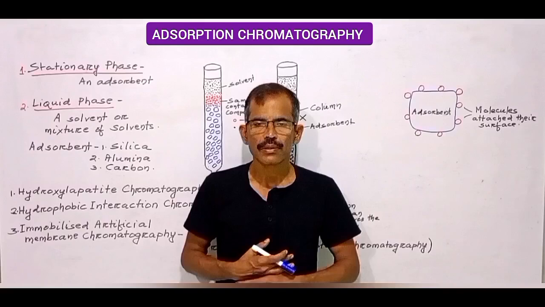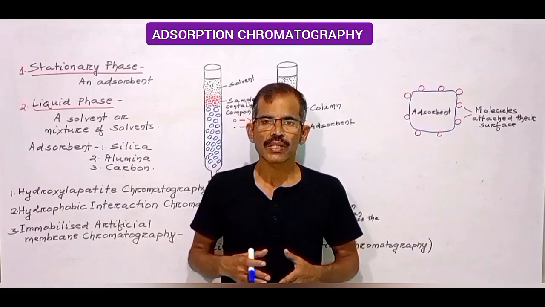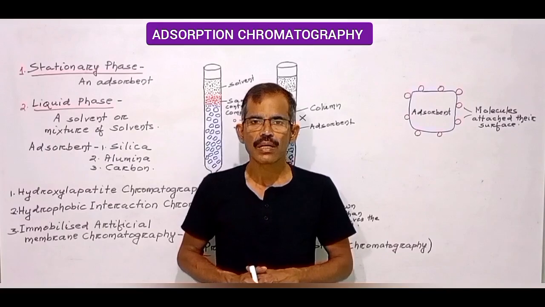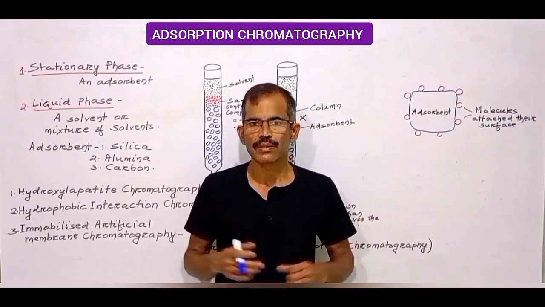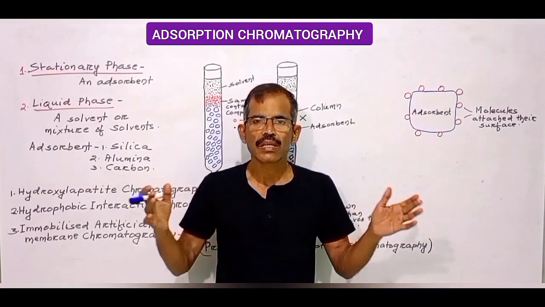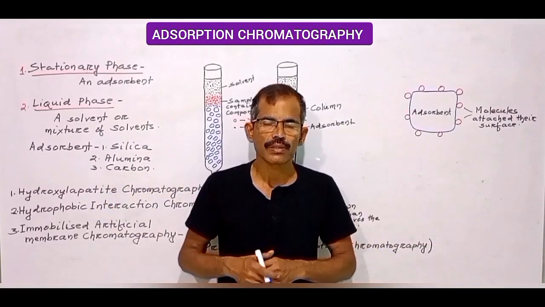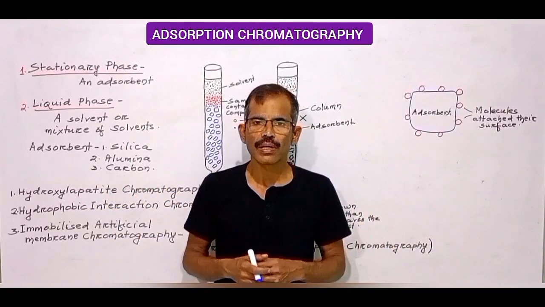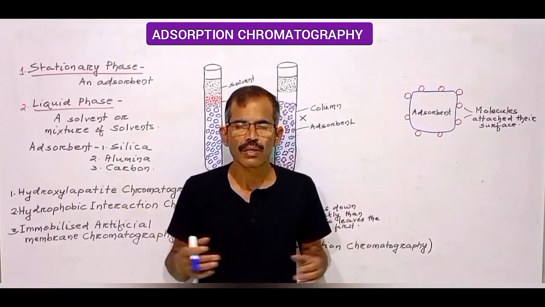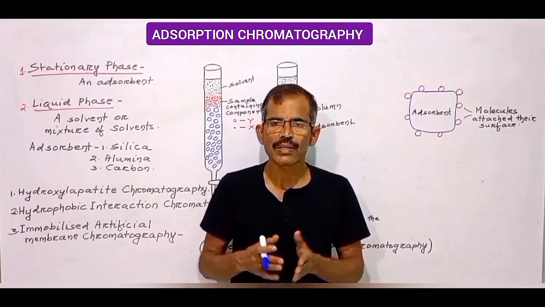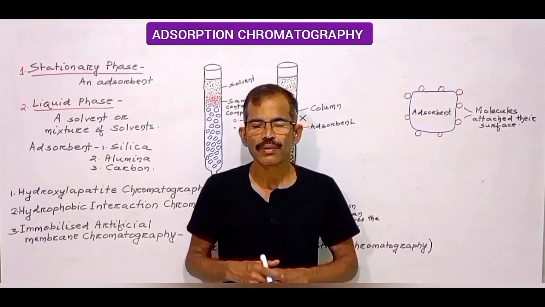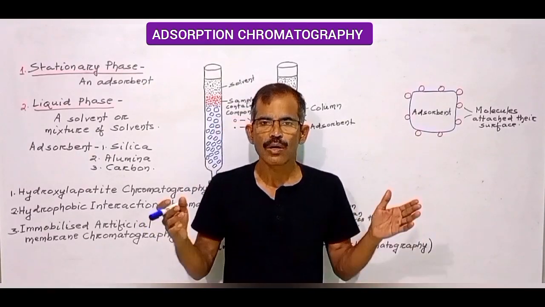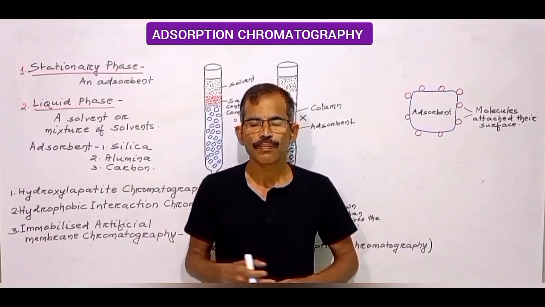Stationary phase. In this technique, the stationary phase is a suitable adsorbent. Silica is a typical adsorbent. It has silanol groups on its surface. These groups are weakly acidic and therefore can interact with polar functional groups of the analyte or of the solvent. Other commonly used adsorbents are alumina and carbon.